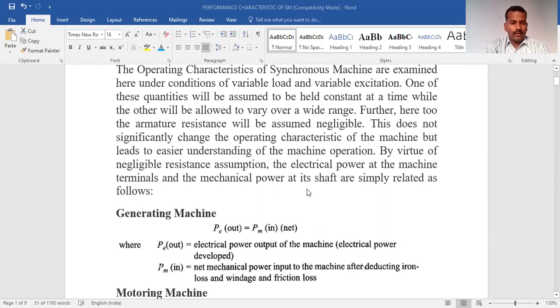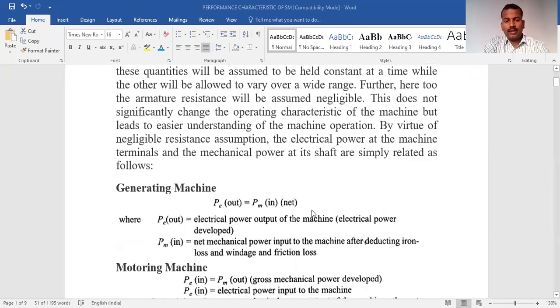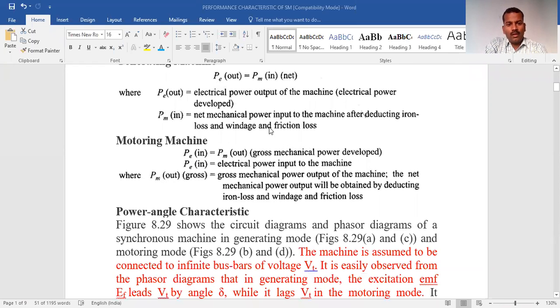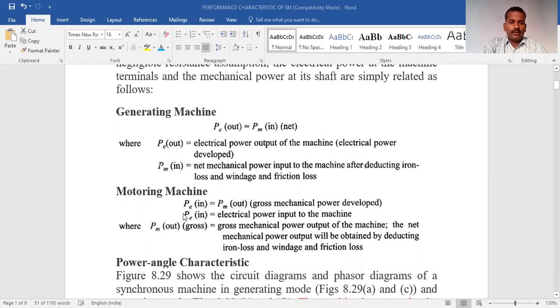we have studied in the previous semester about mechanical power and electrical power. Electrical power is output in the case of a generator, and there will be mechanical power input. In the case of a motor, the output will be mechanical and the input will be electrical, where E stands for electrical and M stands for mechanical. In the case of a motor, Pm is the net mechanical power input to the machine.